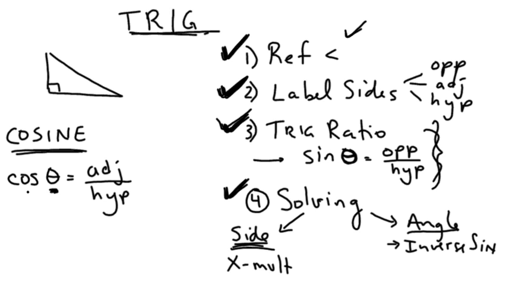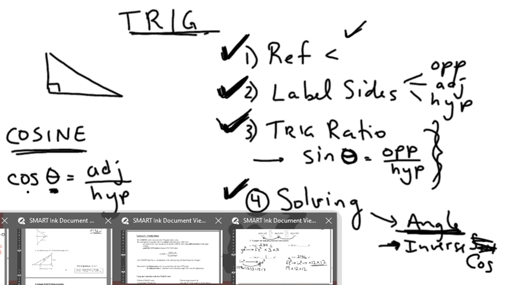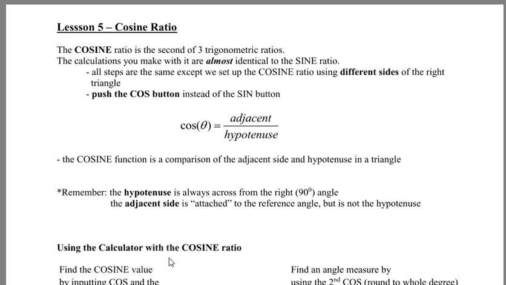If we're using cosine and we want to solve for a side, we're still going to cross multiply. If we're using cosine to find an angle, we're still going to do inverse trig, but this time we'll do inverse of cosine. So steps and process don't change. It's just the ratio that we work with. So let's turn to the notes and let's see what we got.